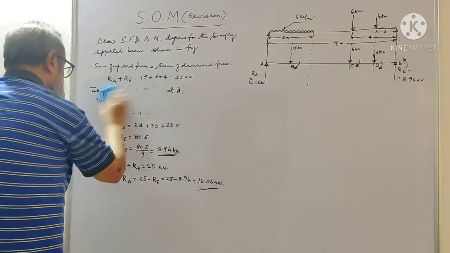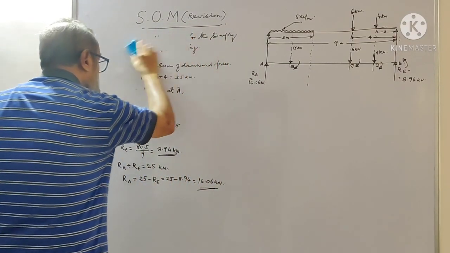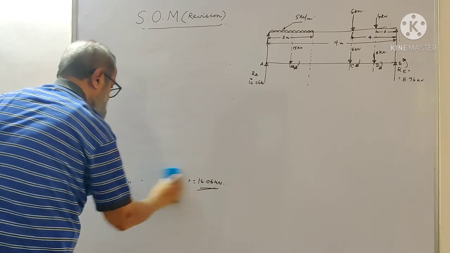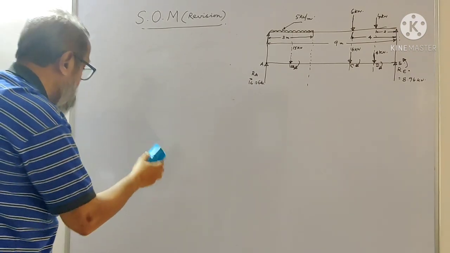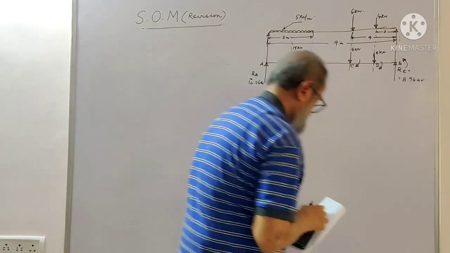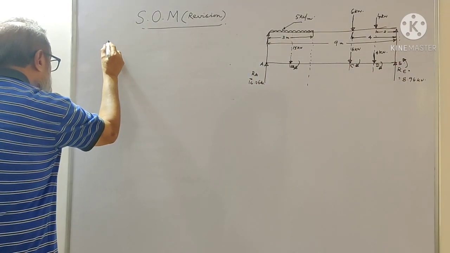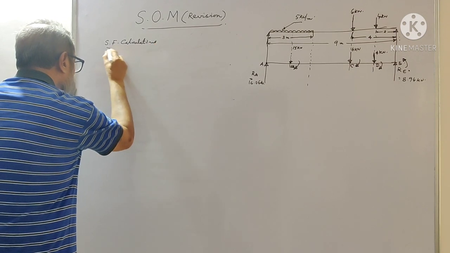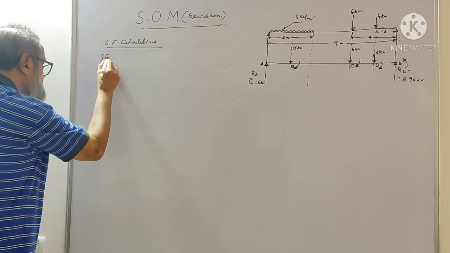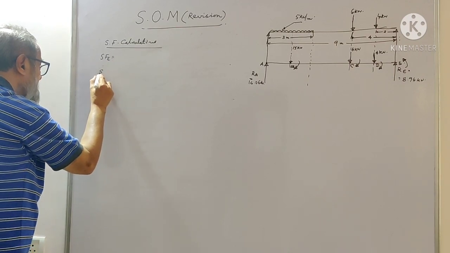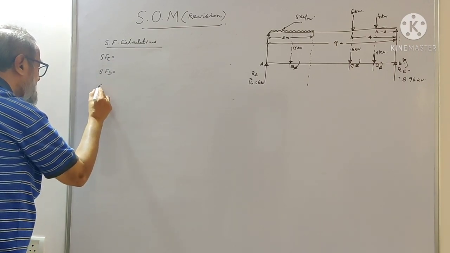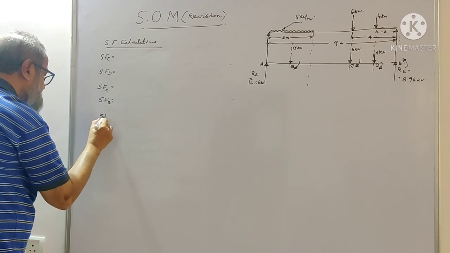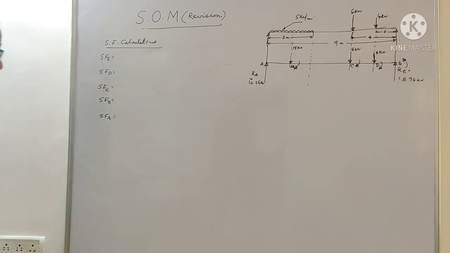Next, after finding these reactions, we have to find out the shear force and bending moments at various points, the salient points. First, SF calculations, shear force calculations. I have to find out SF at E, SF at D, SF at C, SF at B, and finally SF at A. These are the five salient points.